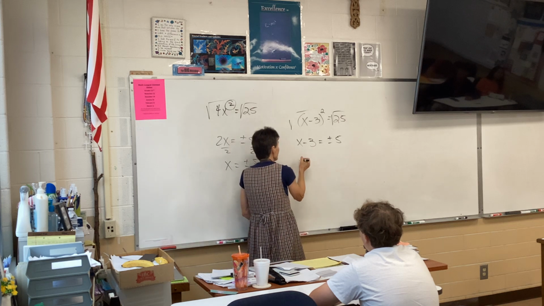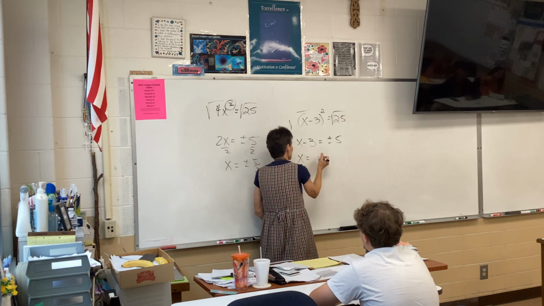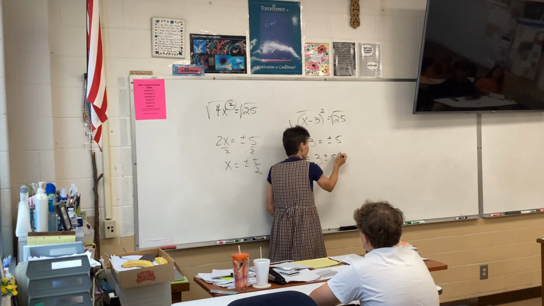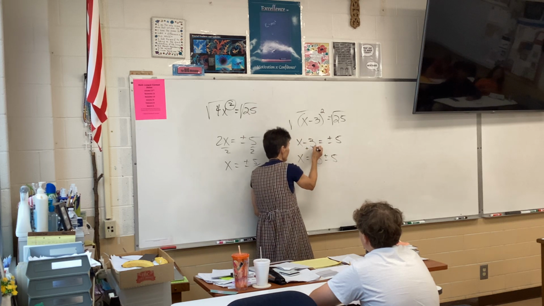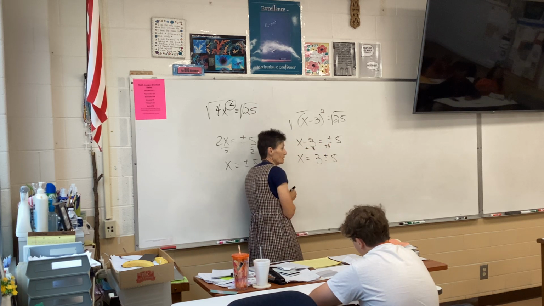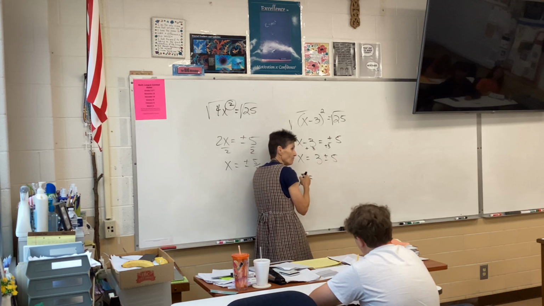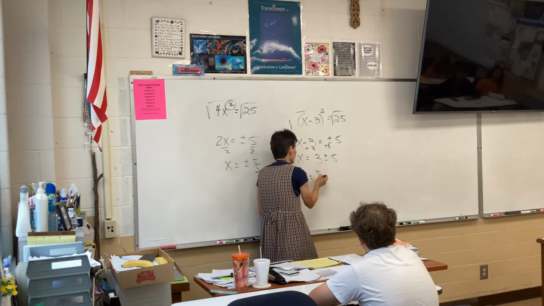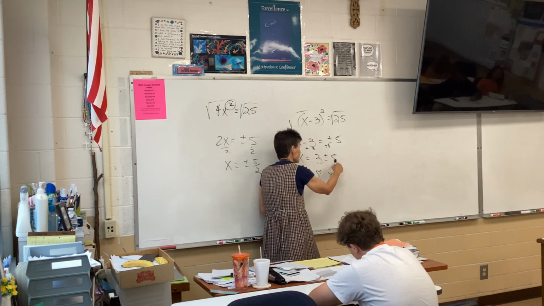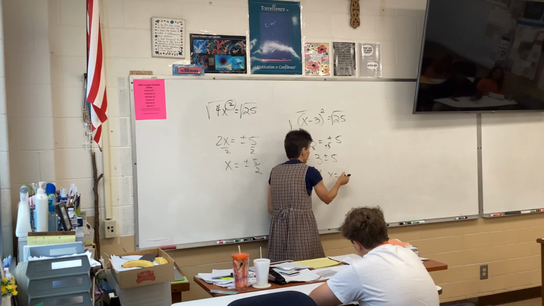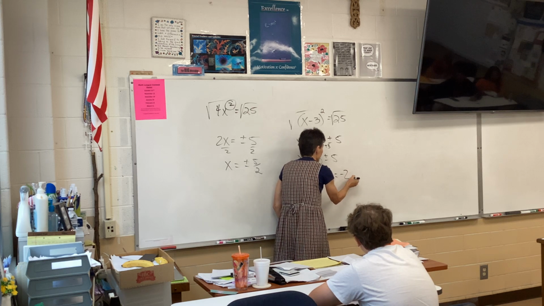So what does this say? This says x equals 3 plus or minus 5. Add the 3 over. So what are my answers? 3 plus 5, which is 8. And 3 minus 5, which is negative 2.